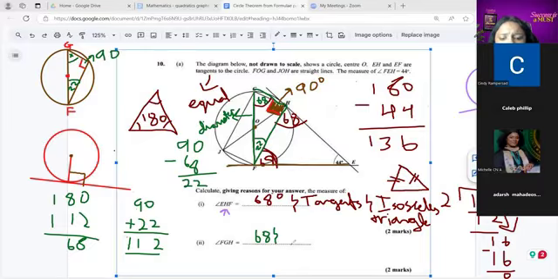Now, for this one, we use a couple things. What do we use? We use angles in a semicircle. Right, angles in a semicircle. What else did we use? Tangent and radius. Sorry, not straight line.